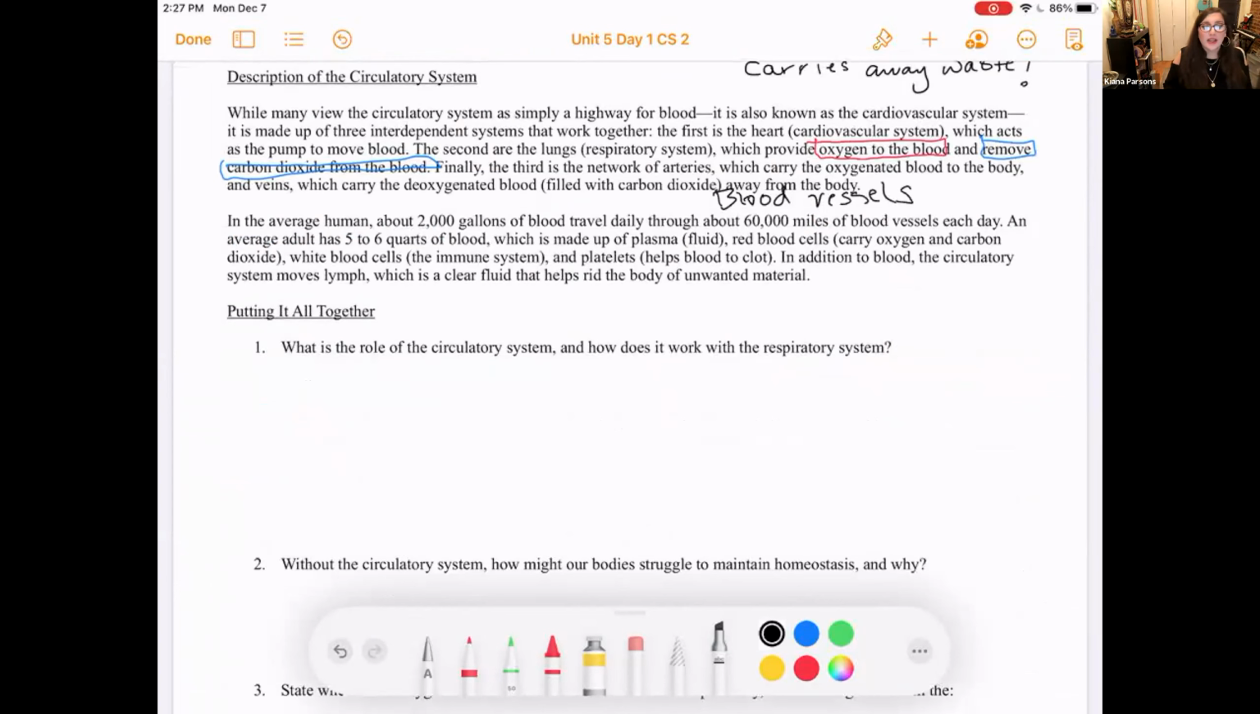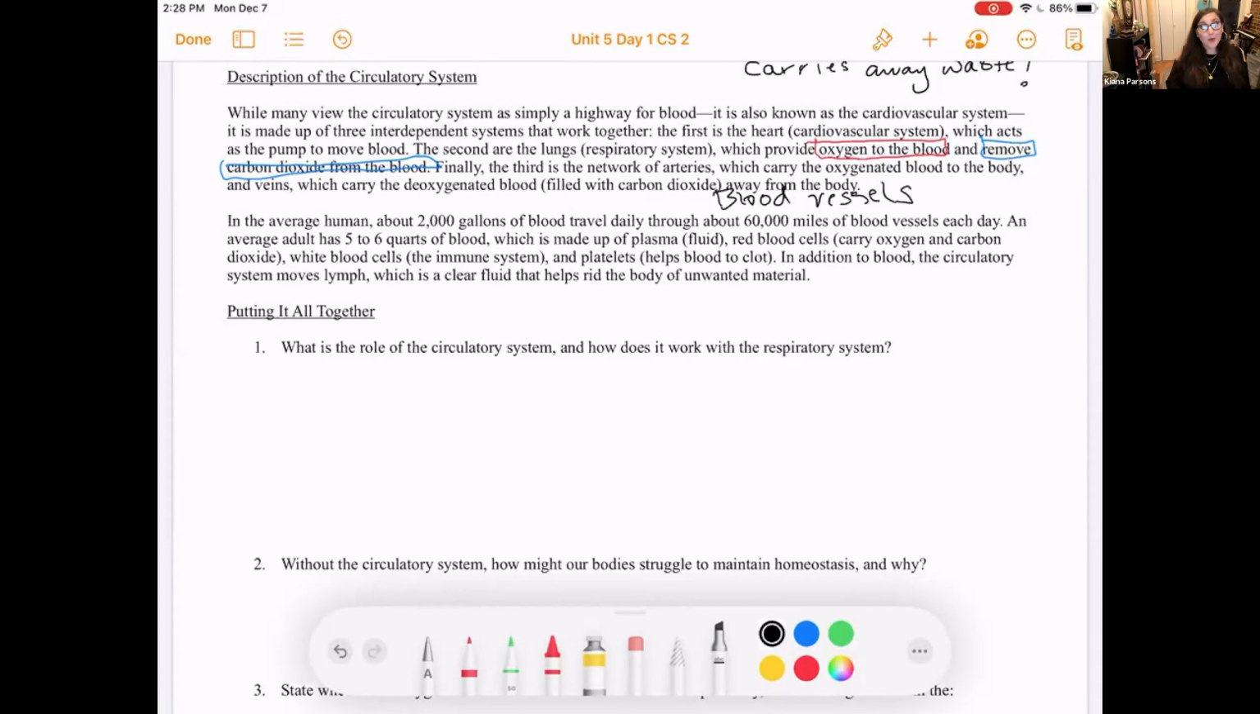In the average human, about 2,000 gallons of blood travel daily through about 60,000 miles of blood vessels each day. What? And remember, that's not 2,000 new gallons of blood. That's your blood circulating. That's why we use this term, right? Your blood is pumping over and over again throughout your body, but it's different every time because it's picking up new oxygen, it's taking away new carbon dioxide, it's picking up different hormones, it's picking up even things like antibodies when you're sick. Everything is transported through your blood.